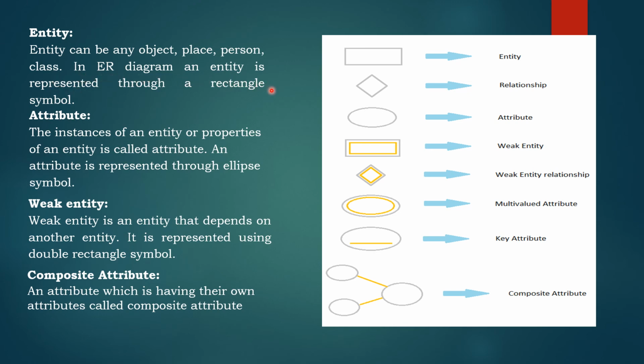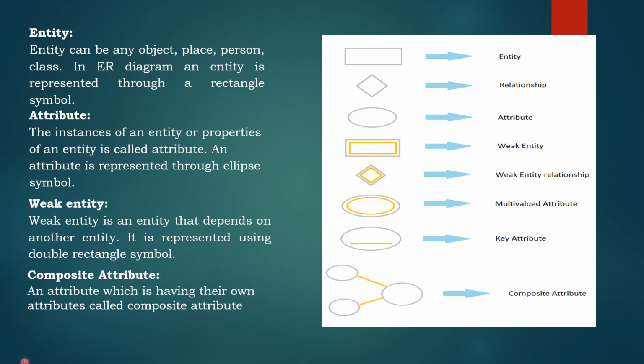In ER diagram, the entity is represented through a rectangle symbol. Attribute: it is an instance of an entity, or it gives the properties of the object called entity. That means properties of an object or an entity is called attribute. An attribute is represented with the ellipse symbol.